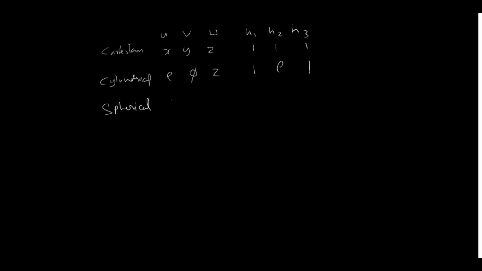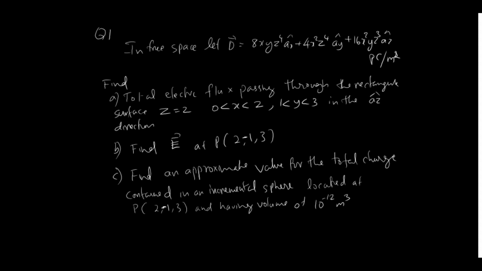For the spherical coordinate system it is r, theta and phi. r is a radius, so 1. Theta is an angle, so the factor is r. For phi, the radius is rho equal to r sin theta, so it will be r sin theta. These are the values we discussed in the last class. So, moving to a problem.